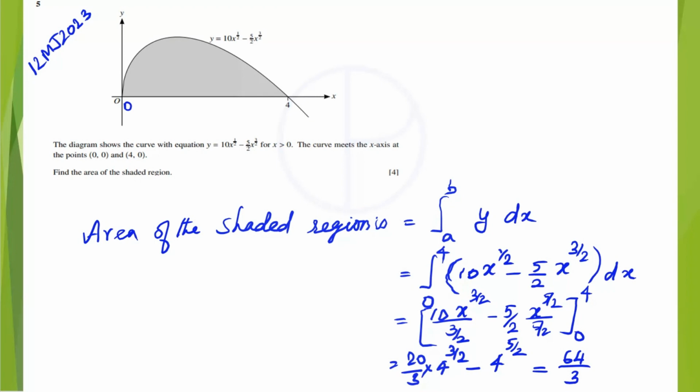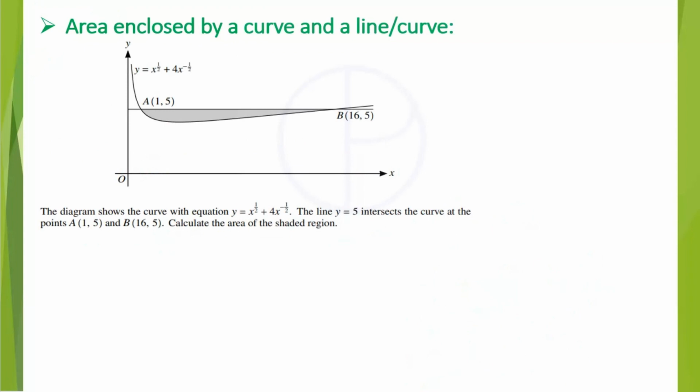Next, the area enclosed by a curve and a line or another curve. Okay. The diagram shows the curve with equation y is equal to x power 1 over 2 plus 4x power negative 1 over 2. The line y is equal to 5 intersects the curve at the point A (1, 5) and B (16, 5). Calculate the area of the shaded region.